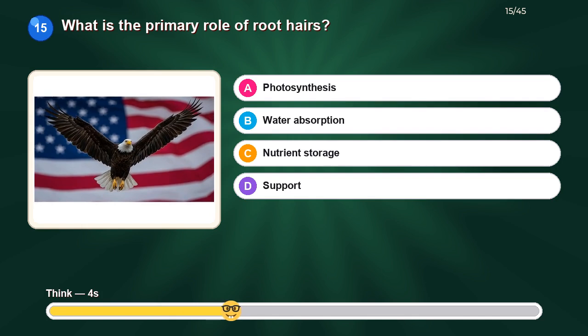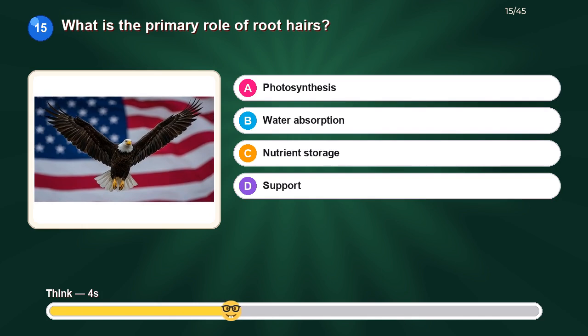What is the term for the fleshy part of the fruit that surrounds the seeds? Option A, pericarp. Option B, mesocarp. Option C, endocarp. Option D, exocarp. The correct answer is mesocarp.